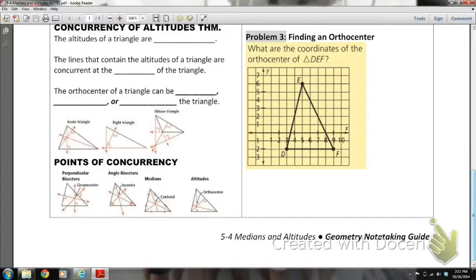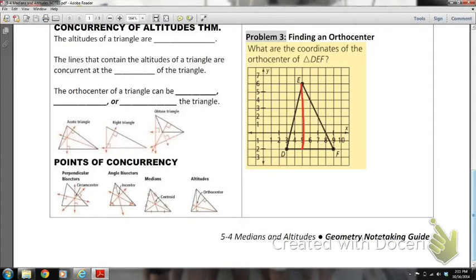Problem 3 is definitely a little more challenging. It's finding the coordinates of the orthocenter of this triangle DEF. In order to find the coordinates of the orthocenter, we have to find the point where two of the altitudes cross. If we look at this triangle, one of the altitudes that's easiest to see is the altitude that goes from point E down to, and is perpendicular to, the opposite side DF. So that is one of the altitudes of this triangle.